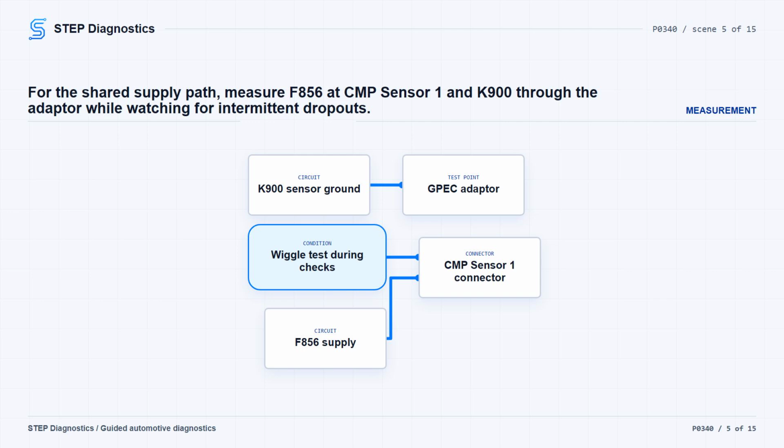If the supply is correct, key off, disconnect PCM-C2 and check the K900 sensor ground circuit. Do not probe the PCM harness connectors. Use the GPEC diagnostic adapter 10436 for this part of the test. The ground circuit resistance should be below 3.0 ohms between the CMP sensor 1 connector and the adapter. If it is not, repair the K900 sensor ground circuit for an open or high resistance, then verify the repair.